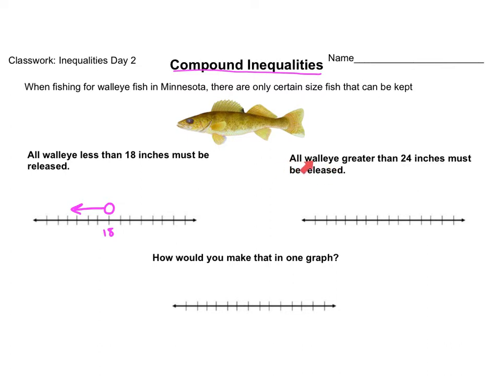But then also all walleye that are greater than 24 inches must be released. So then I'm going to go over to my graph here, and I'm going to go to 24 inches, and I'm going to say that those also have to be released. So when you think about that as one graph, it's going to look something like this. So what that's saying is that any fish that is less than 18 or greater than 24 needs to be released. So it's one thing or the other.